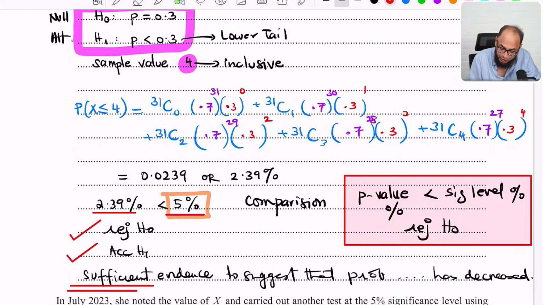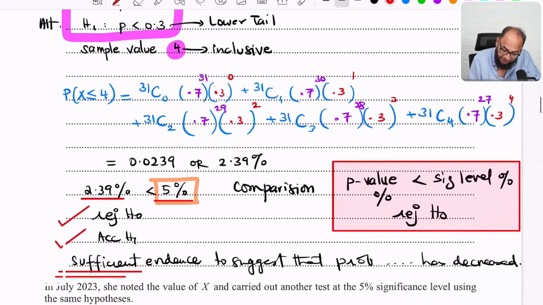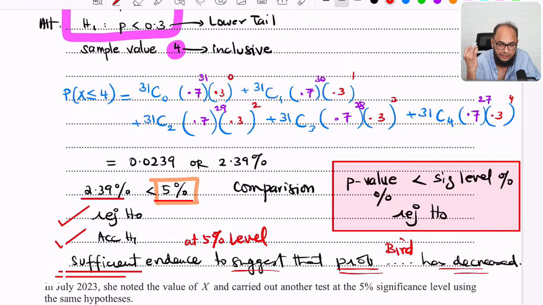There is sufficient evidence. At which percent level? How much percent is this? At the 5% level, to suggest that the probability of that bird sighting has decreased, her suspicion is true. That is binomial.